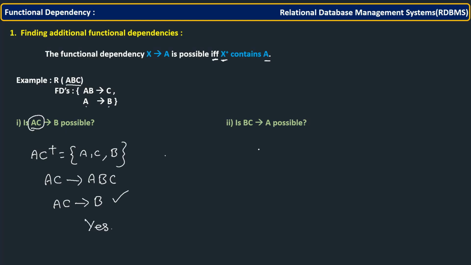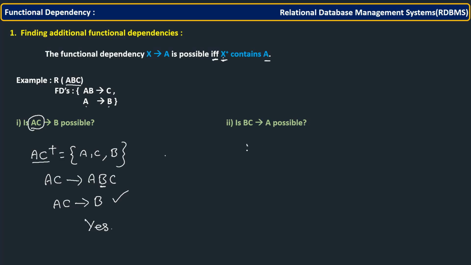Now same way, let us come here. So this is one extra additional FD you derived from this part. That is, X closure contains A. Yes, AC closure contains B. So you can say this is a valid FD, and you can include it in this set.